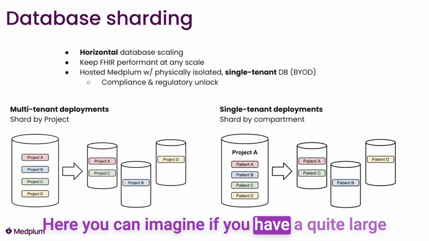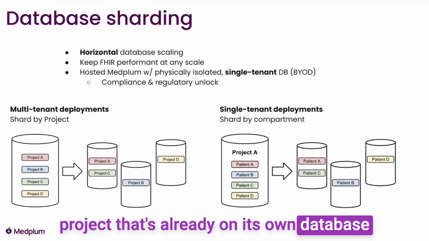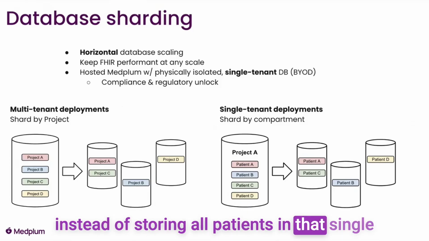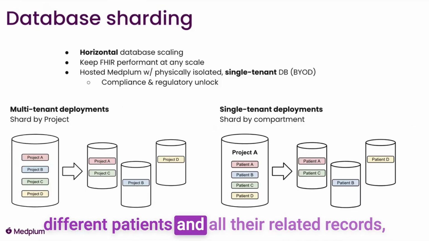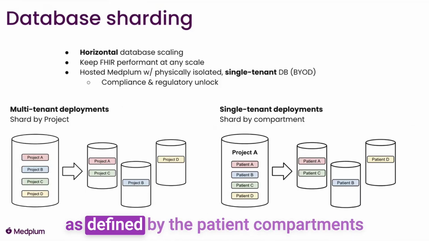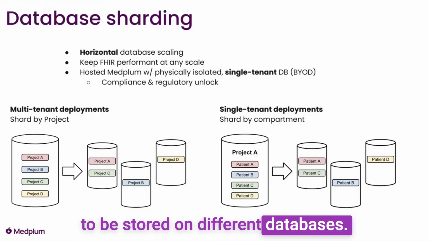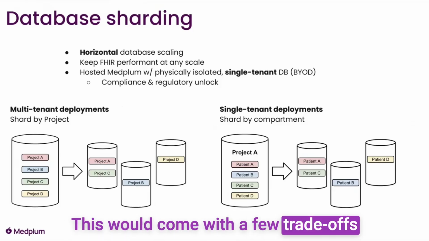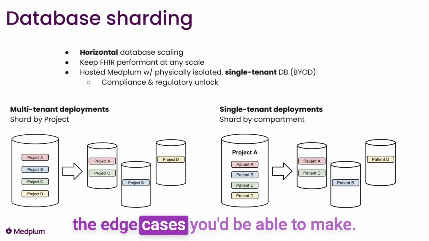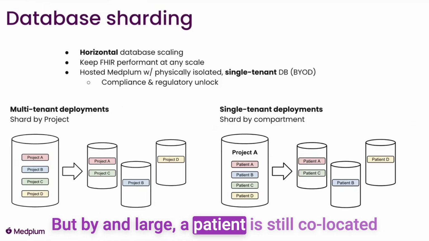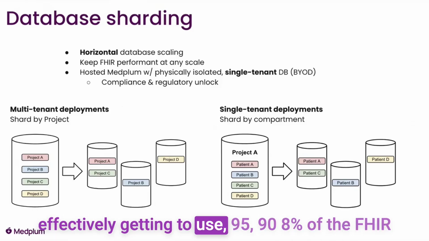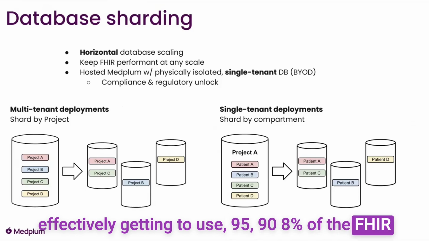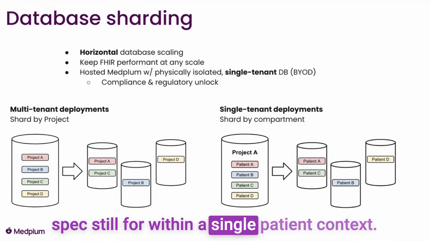Here you can imagine if you have a quite large project that's already on its own database, instead of storing all patients in that single database, we could further scale out and allow different patients and all their related records, as defined by the patient compartments, to be stored on different databases. This would come with a few trade-offs with the exact types of queries and the edge cases you'd be able to make, but by and large, a patient is still co-located with all their related resources, and so you are effectively getting to use 95, 98% of the FHIR spec still within a single patient context.